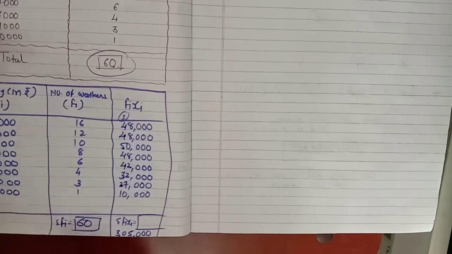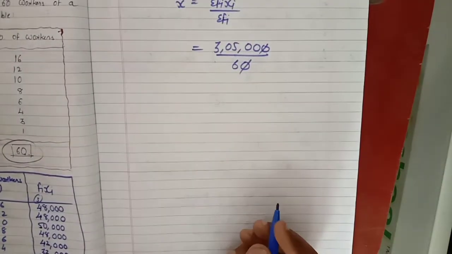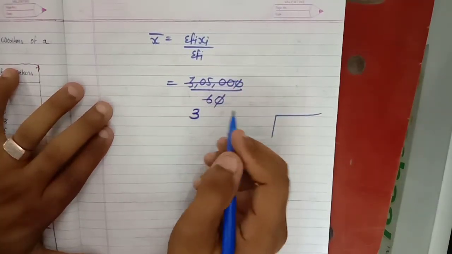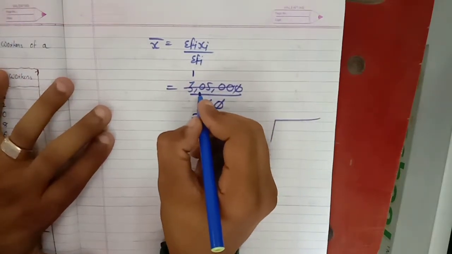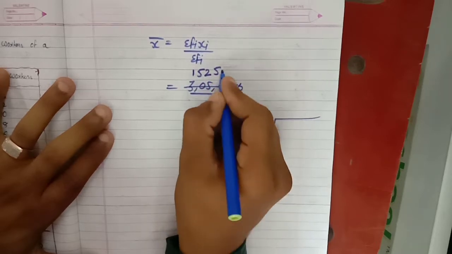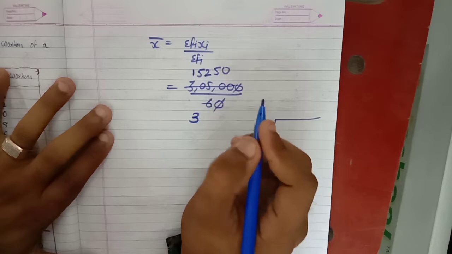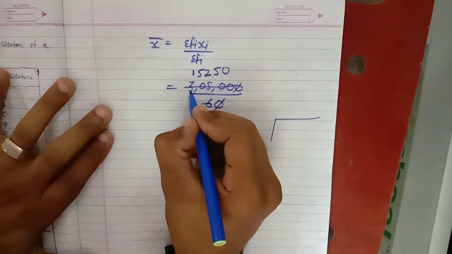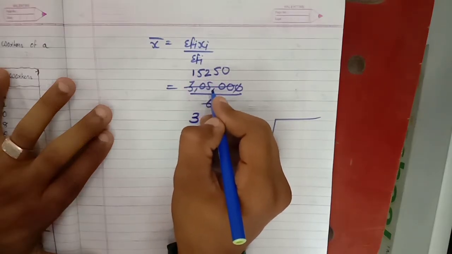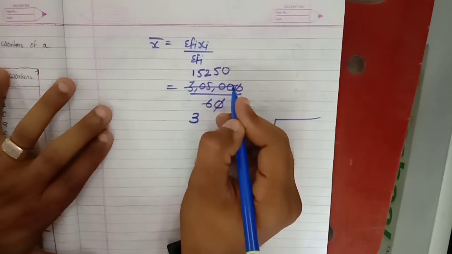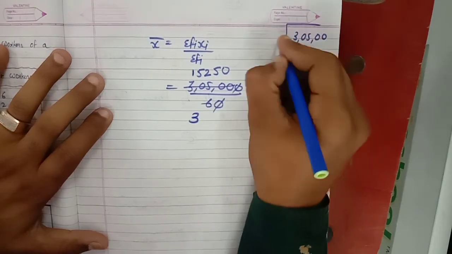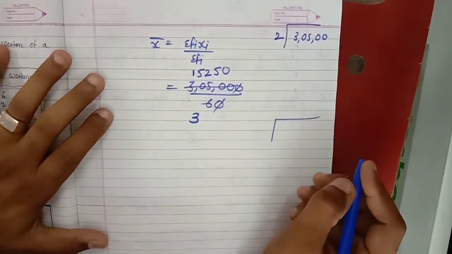Sigma fi is already given, 60. Cut the zeros and divide by 2. 3 2s are 6. 2 1s are 2, 1 remaining. 2 5s are 10. 2 2s are 4. 2 5s are 10 and 0. Divided here, it is 30,500.